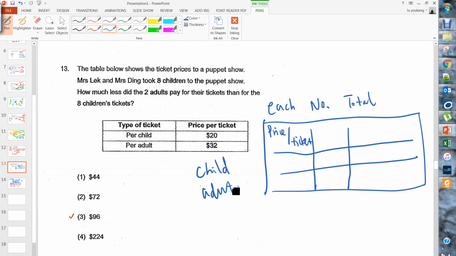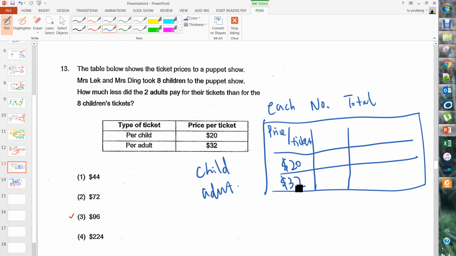Okay? So child, price per ticket is 20. So I fill up this cell first. Adult, price per ticket is 32. So far so good. So you know how to fill in the cell already? Okay? Can or not?